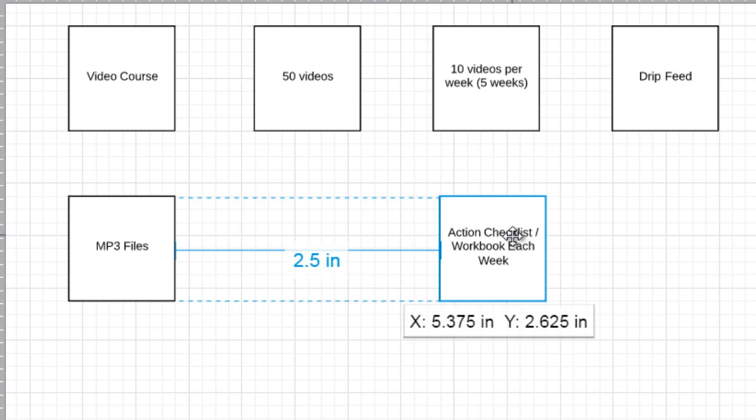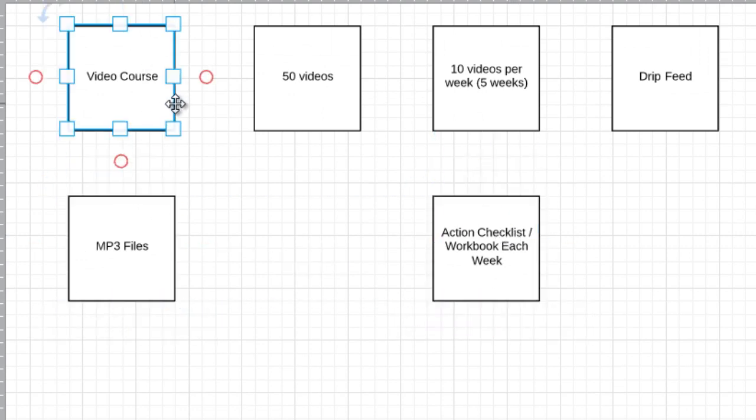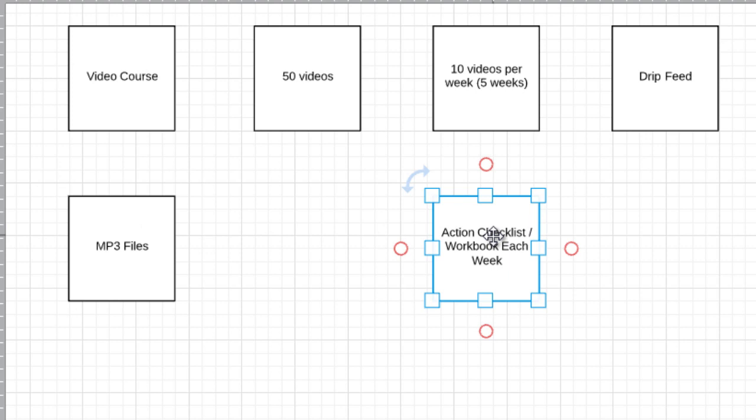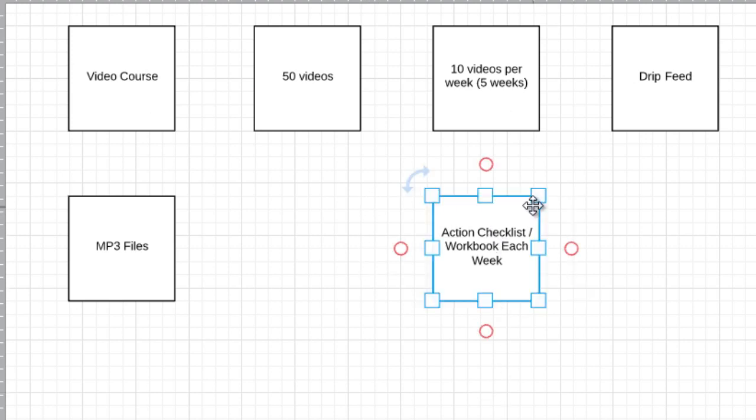All right. So now that we have talked about learning styles, I'm going to stick with videos. I'm going to do MP3 for auditory folks. People who are kinesthetic like to do hands-on type stuff, so they like to follow along and actually do it along the way. So we have the action checklist and workbook each week. Every week they get homework, so we can make this as homework.